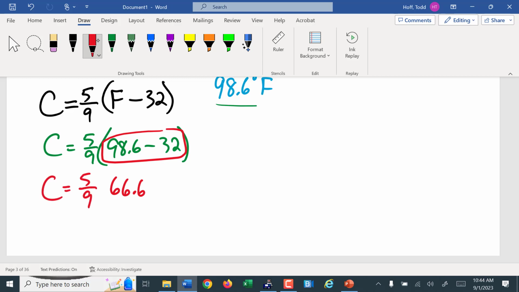Now we've reduced the parentheses to a single number. We can get rid of the parentheses, but we have to remember that is still indicating multiplication there. 5/9 times 66.6 is 37. So it's 37 degrees Celsius. So human body temperature is 37 degrees Celsius.